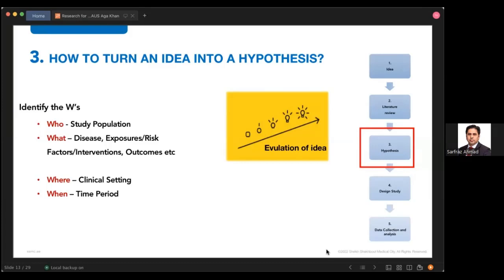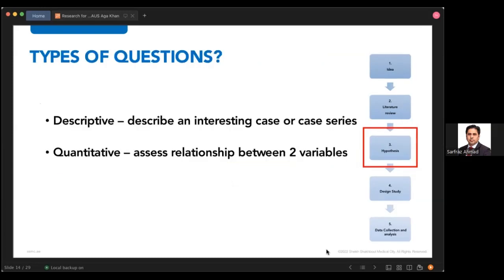Once you gain more knowledge and start thinking how best to formulate your question on the basis of this who, what, where, and when, your idea will mature and evolve into a hypothesis. The question is based on your hypothesis. This question is important because it will give you an answer when you put it to the test. There are two basic types of question: descriptive, which describes an interesting case or case series, and quantitative, when you have two variables to compare and assess the relationship. These are broad categories of study questions.